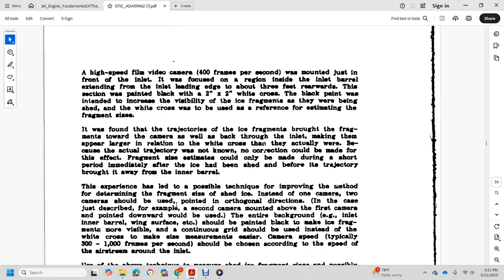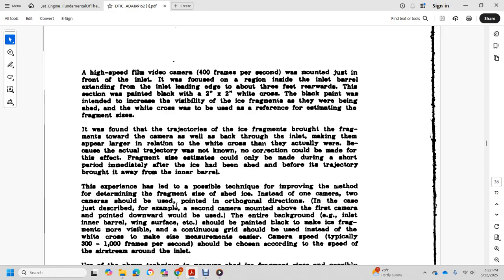It was found that the trajectories of the shed ice fragments brought the fragments toward the camera, or well back through the inlet, making them appear larger in relation to the white cross than they actually were, because the actual trajectory was not known. Not known, no correction could be made for this effect. The fragment size estimate could only be made during the short period immediately after the ice had been shed, before the trajectory brought it away from the inner barrel.